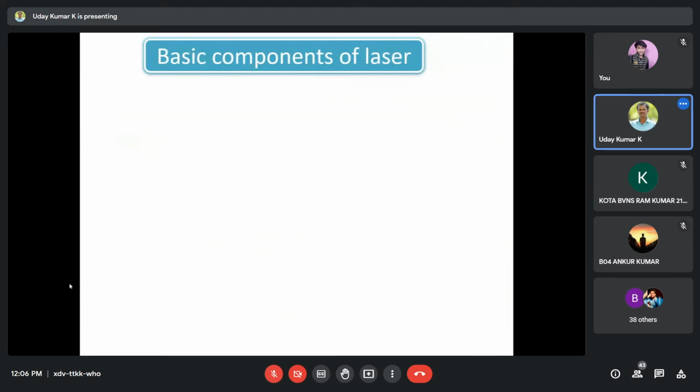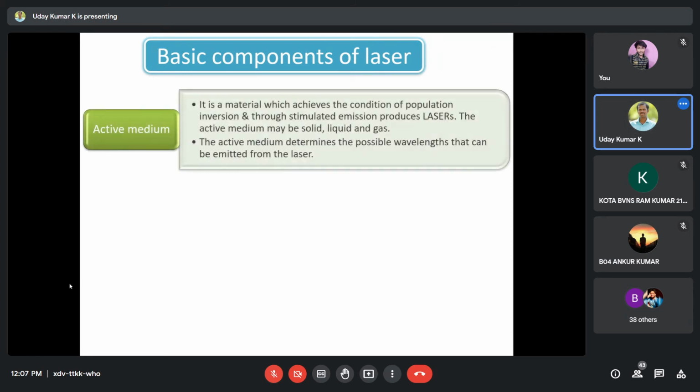Now this is a very important concept. Again, the basic components of laser light. In order to get laser light, there are a few things to be taken care of. There is something called the active medium. What is the active medium? Imagine whatever atom you are talking about is made of some material, and that material is what we call the medium. It is a material which achieves the condition of population inversion.